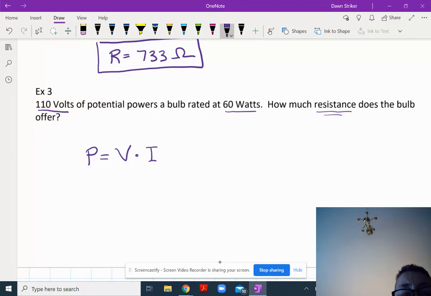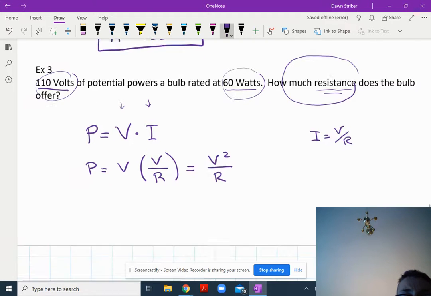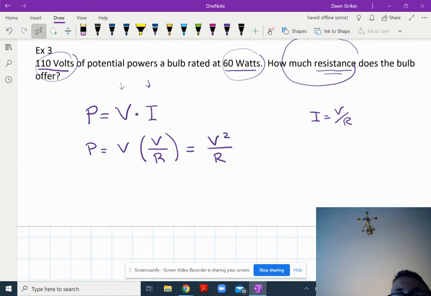Well, think about the fact that you can write voltage as IR, but you could also write current as V divided by R. Remember, we defined current as voltage divided by resistance. If I plug that in here, power is equal to voltage times current, I get a new formula for power, V squared divided by R. And that's going to help me because in this case, I want the resistance and I'm given the voltage and I'm also given the power. So I don't have any information about current.